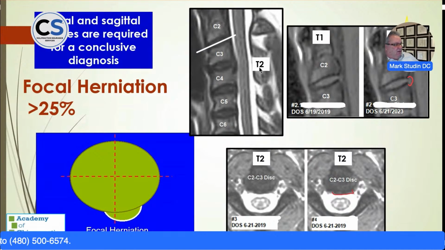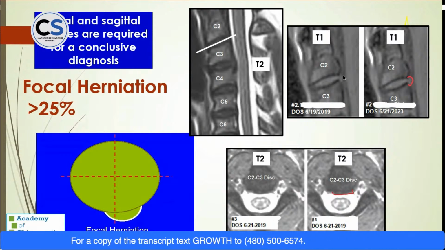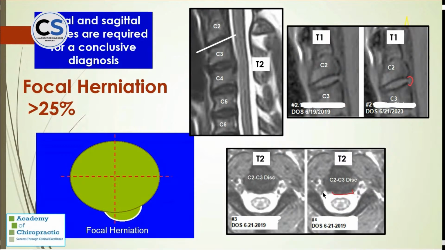So when we look at this and we look at a focal herniation, I know I just got a little esoteric with you, but I want you to see it. Here's a T1 weighted image where water is dark. Here's your herniation. I've colorized it for you. It's less than 25%, and you need two views to conclude an accurate diagnosis.